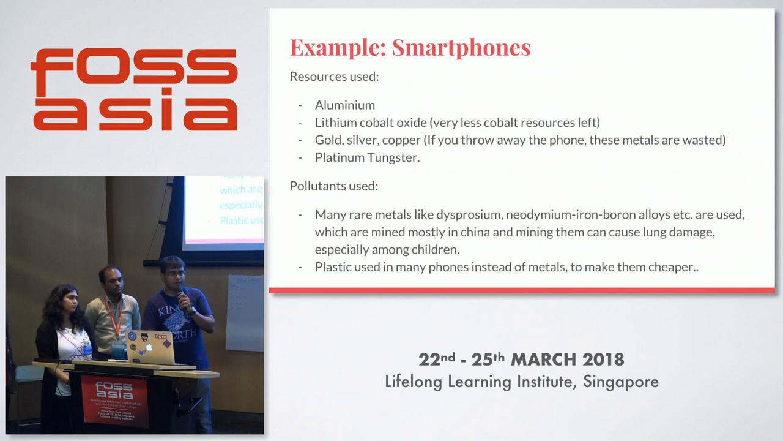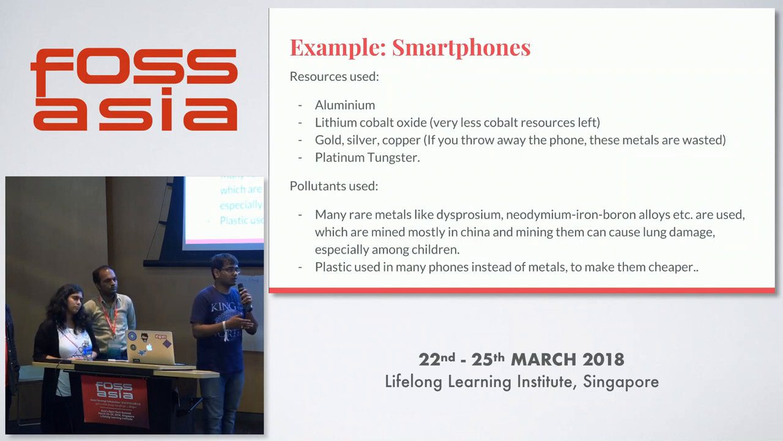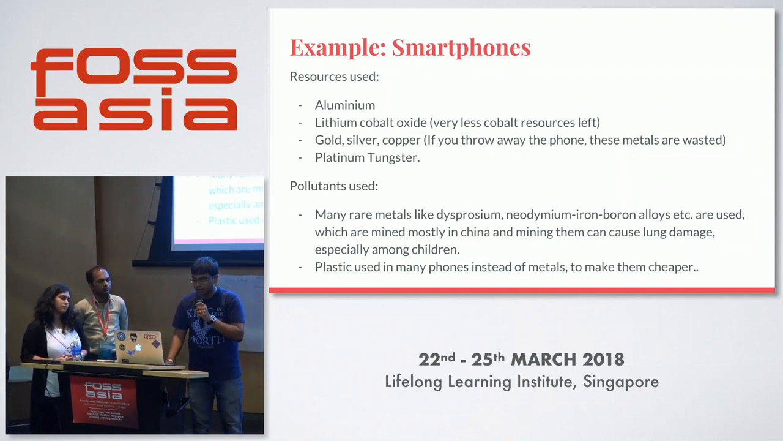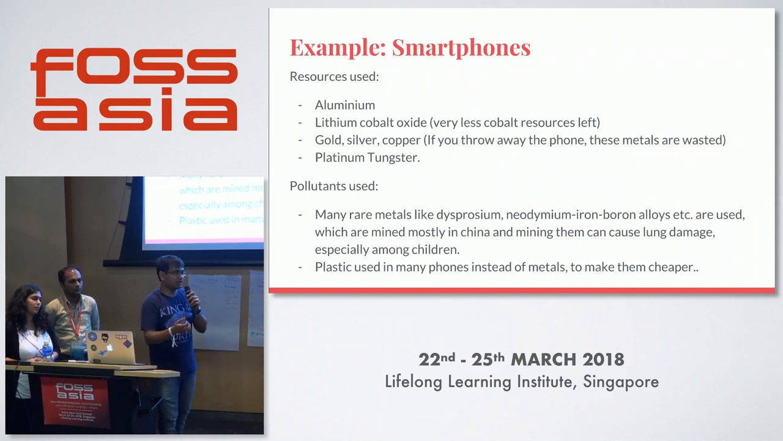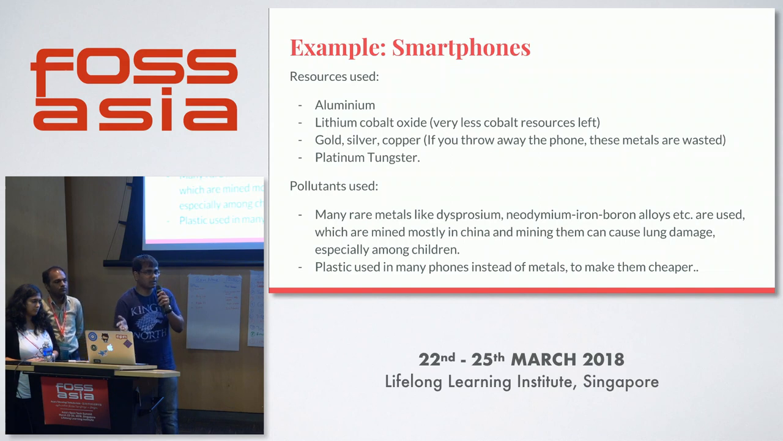The example would be smartphones. Everyone uses smartphones. There are a lot of resources that are being used for making smartphones, and a lot of pollutants that go out from making smartphones as well. What we are doing is keeping track of whatever resources and pollutants are involved, and we made our own API and we implemented blockchain there.